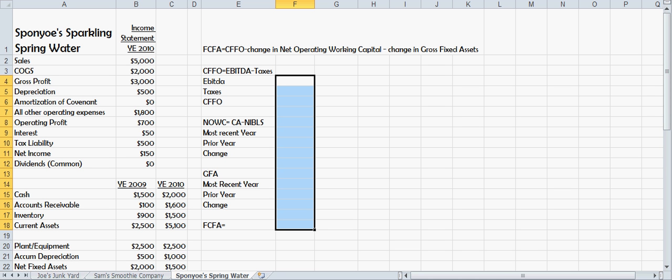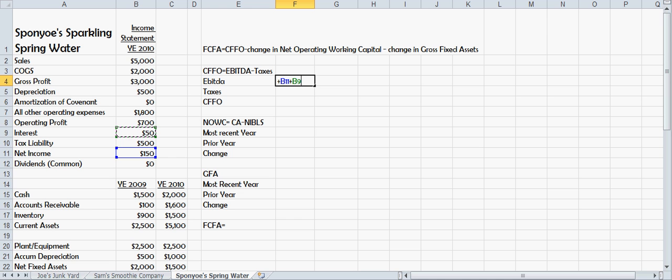The first thing we need to determine is our cash flow from operations, which we know is equal to EBITDA minus taxes. And as you'll recall, EBITDA is simply your earnings before interest, taxes, depreciation, and amortization. So let's go ahead and calculate that. We're going to pick up our net income of $150. We're going to add back our interest of $50, our taxes of $500. We're going to add back our depreciation of $500 and our amortization of $0. And that is going to equal EBITDA of $1,200.